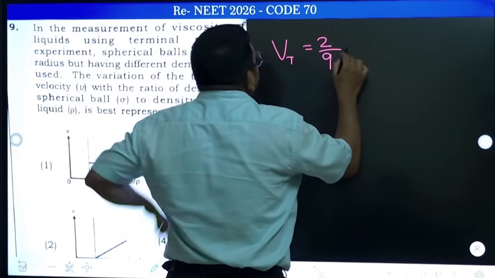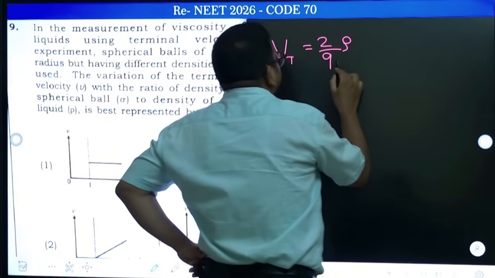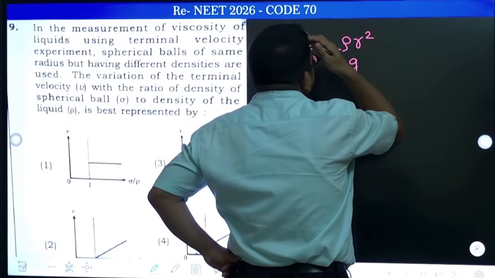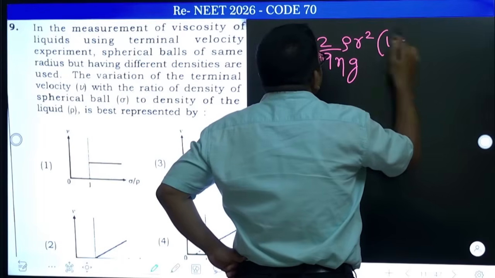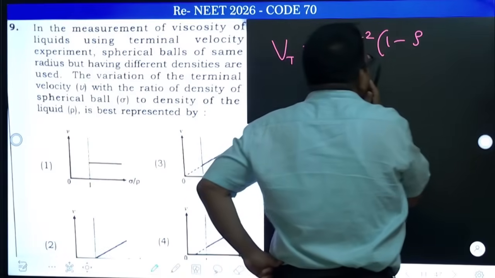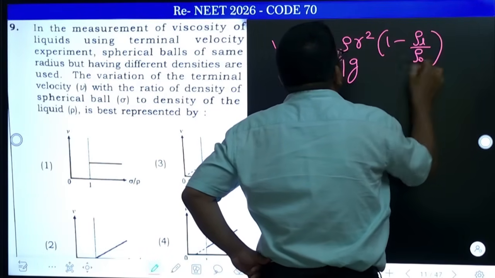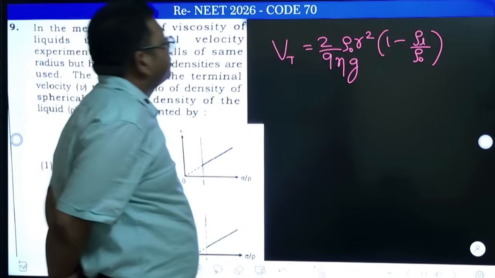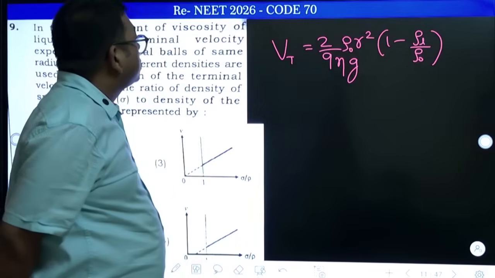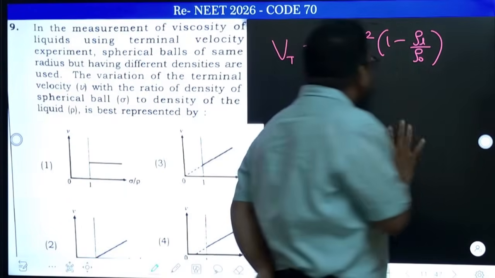2 by 9, rho, eta g r square, 1 minus density of liquid by density of object. This is object density, I think. Correct? I think this is the formula as far as I remember. 2 by 9 equals g rho naught r square. Okay, I'm not going to derive it. I think this is correct.